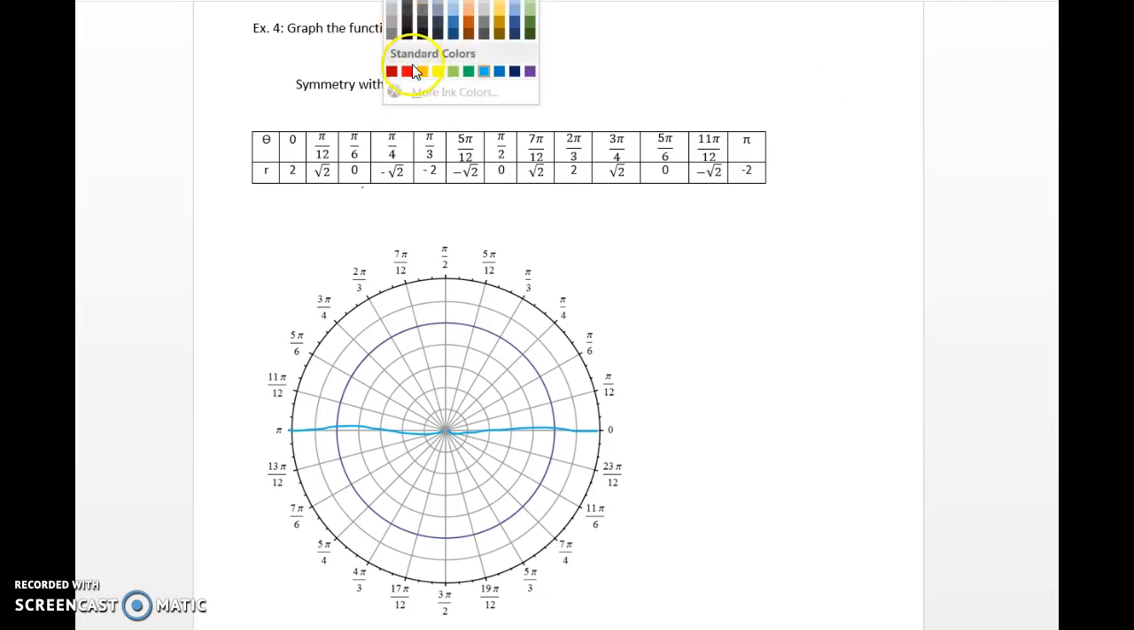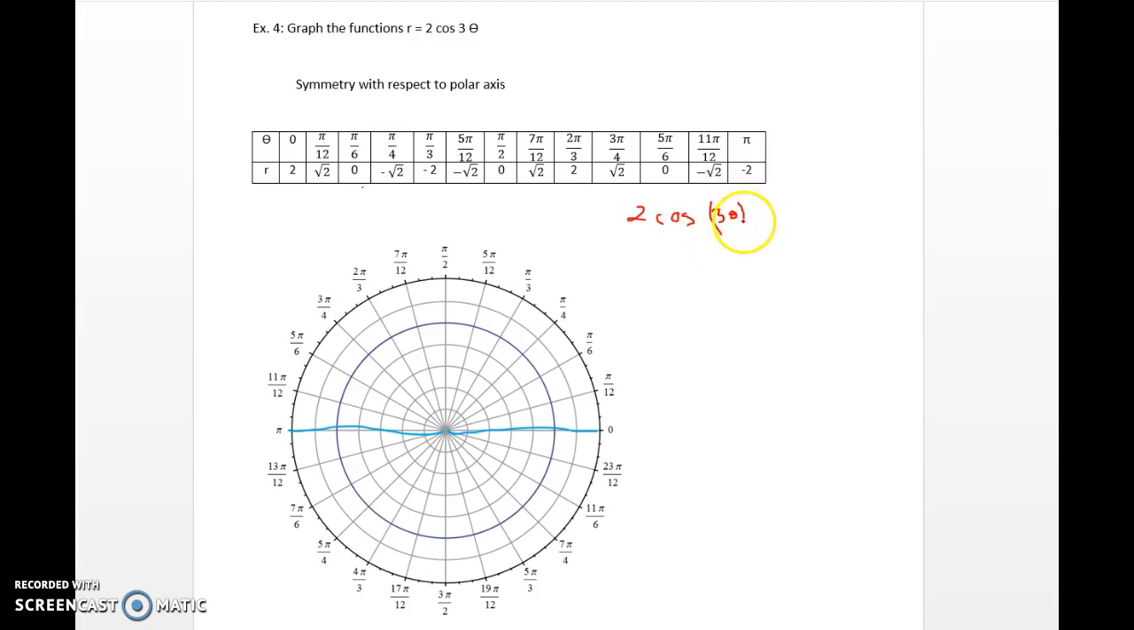So just like before, I plug in 0. This is a little trickier though. 0 is a nice number. So we have 2 cosine of 3 theta, and theta is going to be 0. So that's 3 times 0, and that's just 2 cosine 0. And cosine of 0 is 1, so it's 2 times 1, which is 2.